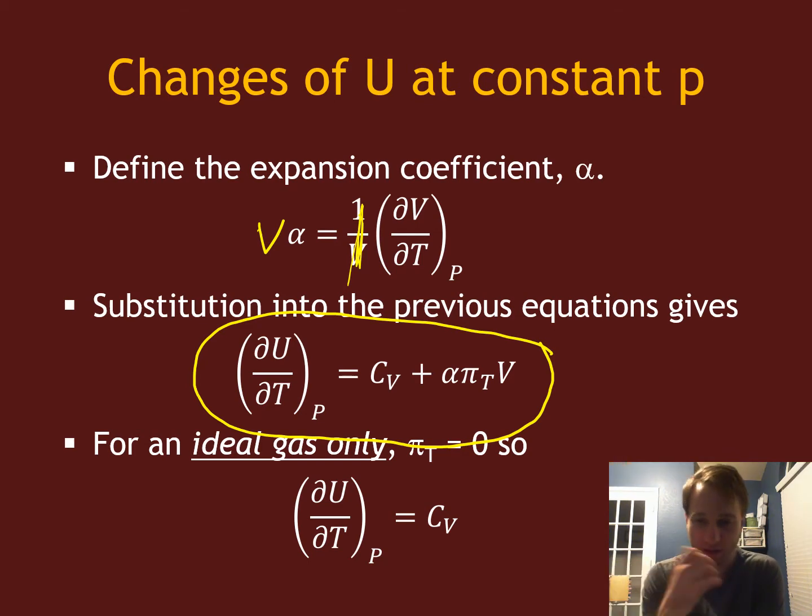And that's why, again, for an ideal gas, changes in states, we always just think of CV delta T.